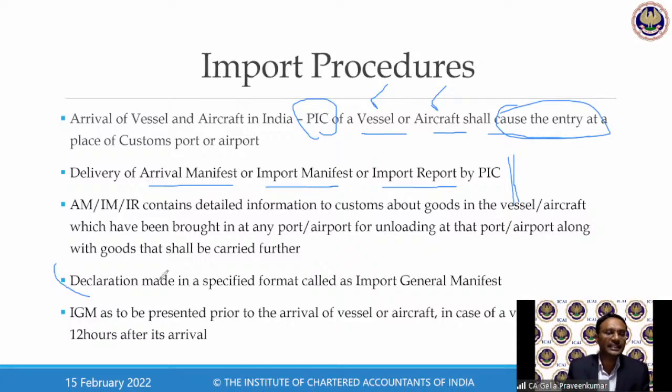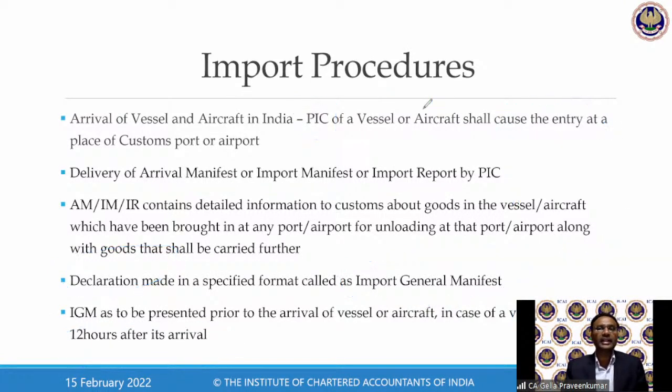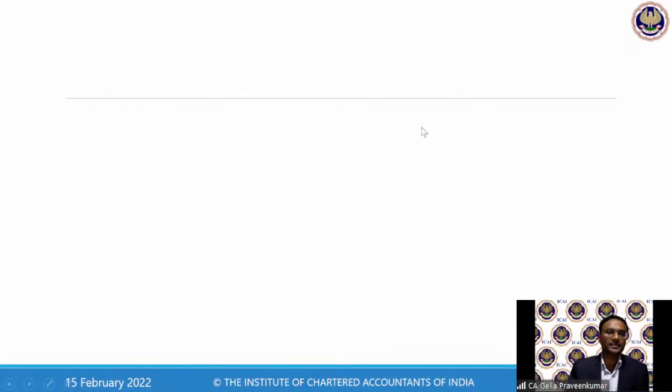This declaration, which is given electronically, is called the Import General Manifest, IGM. IGM is a prior intimation. In case of a vehicle, it is 12 hours after the arrival. So any bus which is coming from Pakistan, Nepal, Bhutan, any bus which is coming from any land soil, they have a time limit of 12 hours. But in case of IGM, it is a prior intimation. If they don't give an intimation, there is a penalty levied on the person in charge.